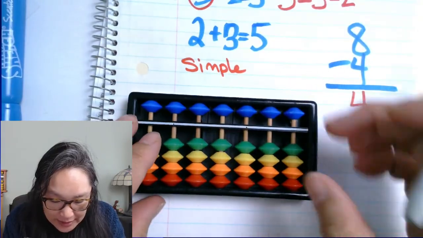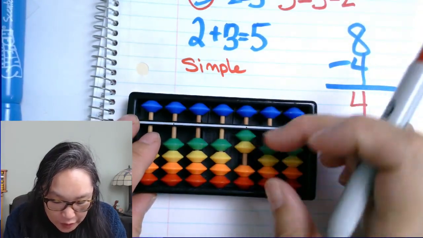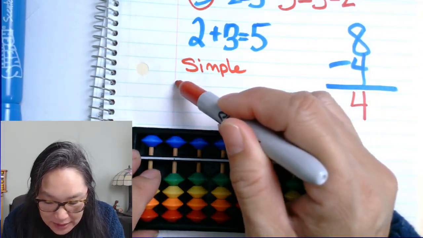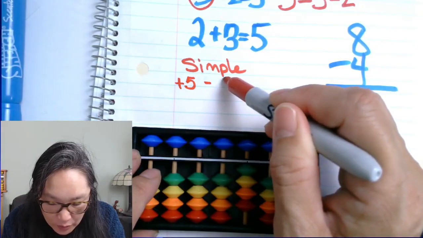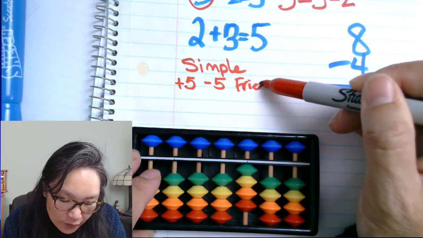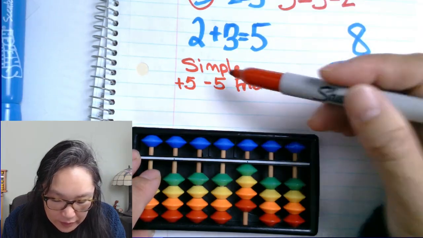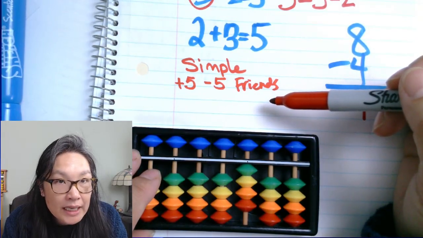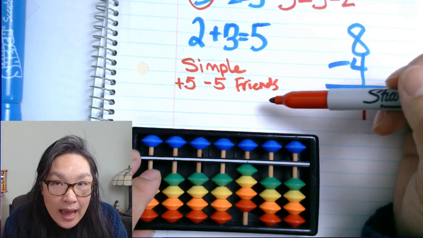Simple means that I'm just moving the beads. I have 2 plus 2, I'm just moving the beads. The next thing is to know the +5 friends or -5. In the Abacus world we call it friends, small friends, or whatever. I call it making a 5, because I'm trying to make Abacus more mainstream.